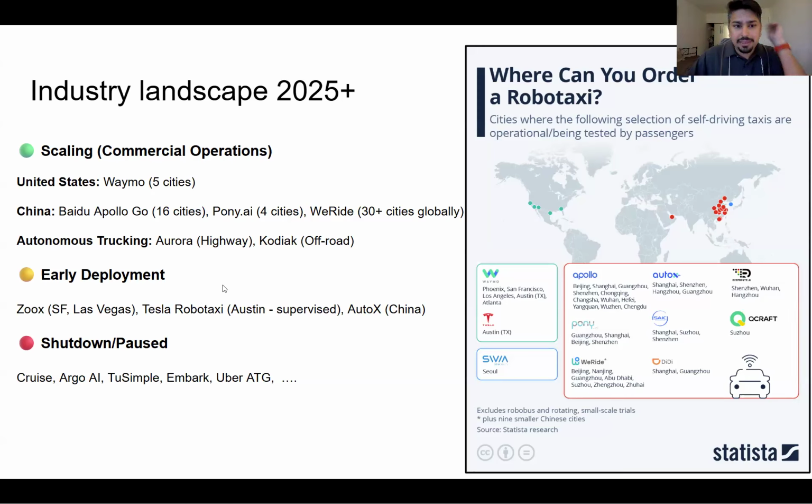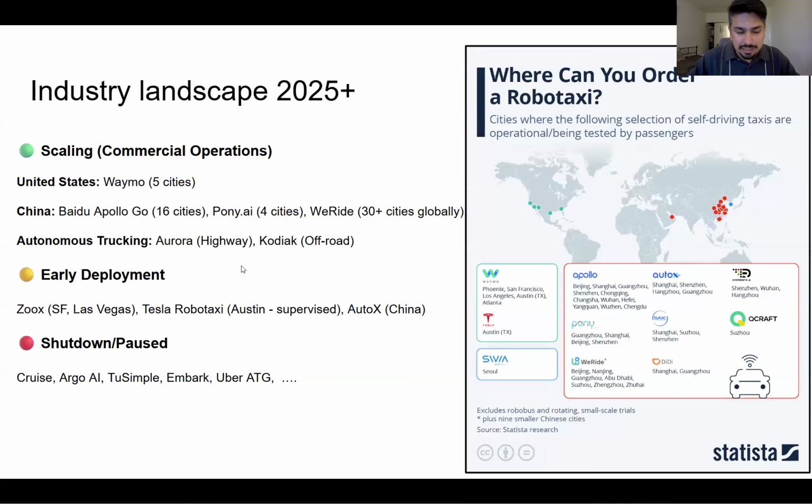Kodiak, which was in autonomous trucking, pivoted to off-road driving, and they have some pilots doing off-road deliveries for giant Class 8 trucks. These are massive trucks on these roads. And then we have some early deployment from other players like Zoox and Tesla, slowly starting to add some supervised drivers in their cars.